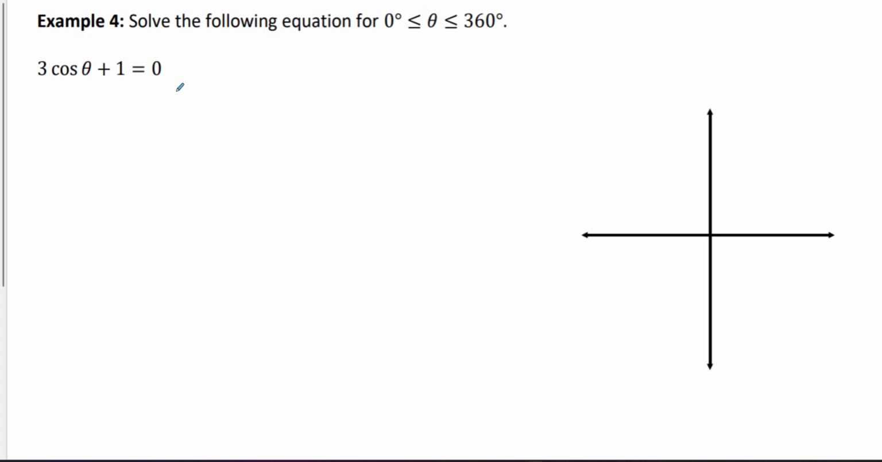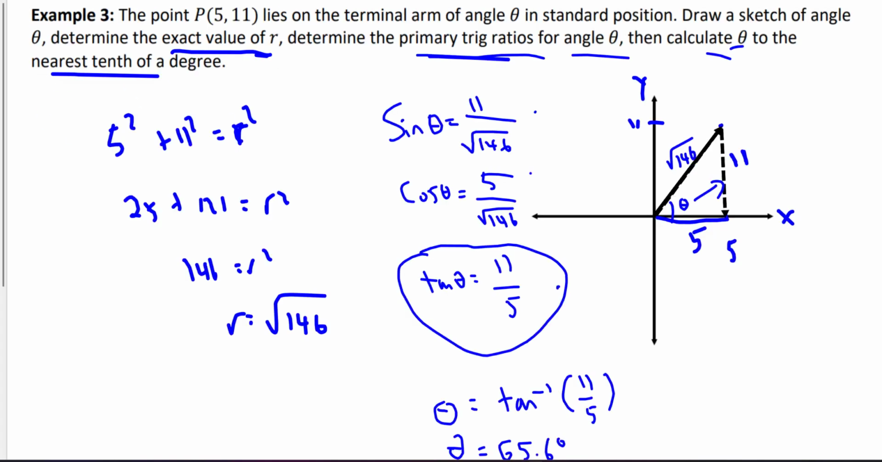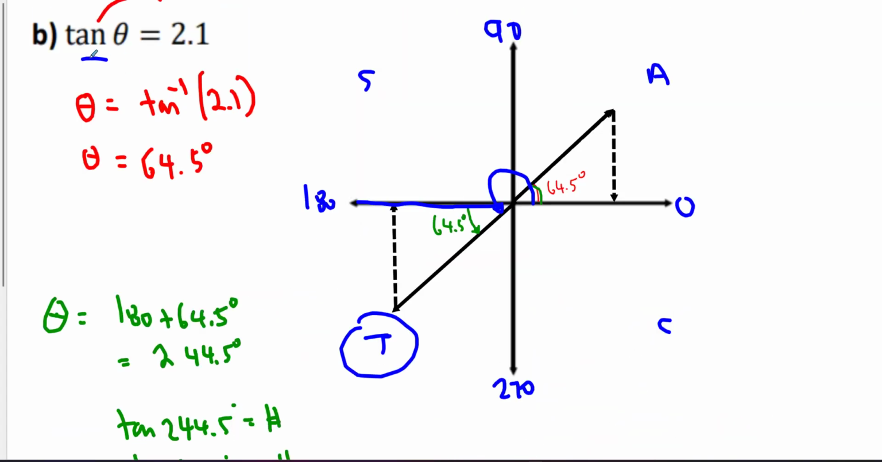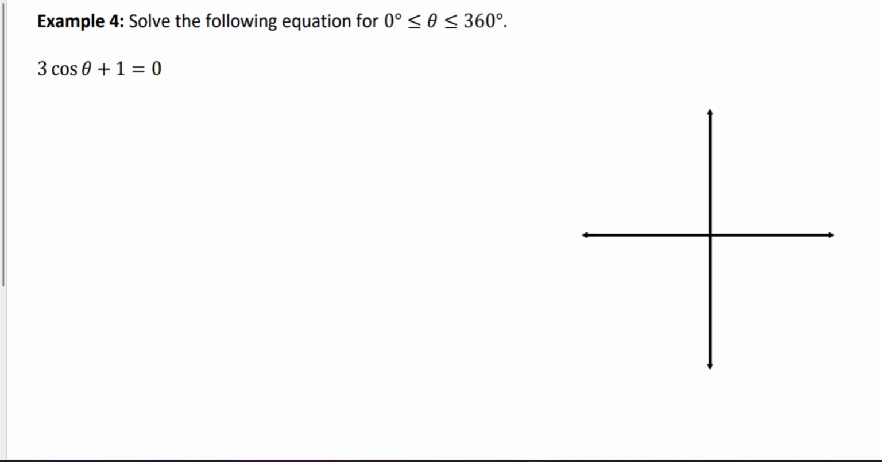Here we have an equation, but remember, this is also an equation. So don't be freaked out just because your equation is a little bit more difficult. All you have to do is just solve it. So move the 1 over. 3 cos theta is equal to -1. Divide both sides by 3.